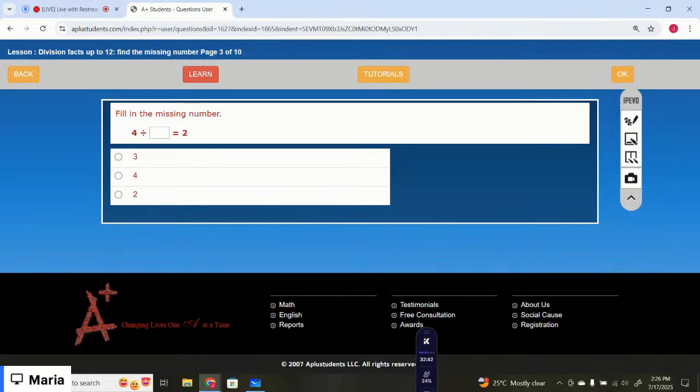Fill in the missing number. 4 divided by what number is 2? So which is the correct option? Very good. 4 divided by 2 is 2. The correct option is option number 3.